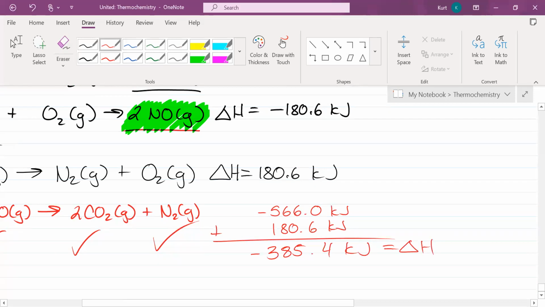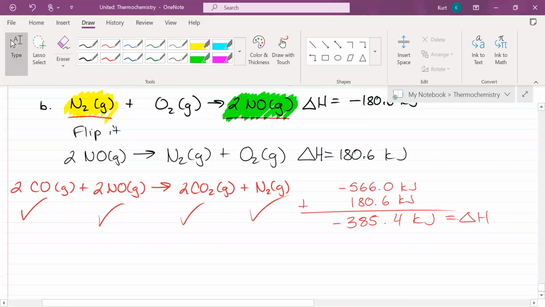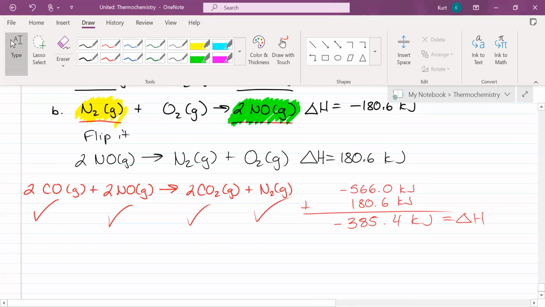So is this equation endothermic or exothermic? Exothermic. It is exothermic. How can you tell? Because of the negative. That's right. All right.